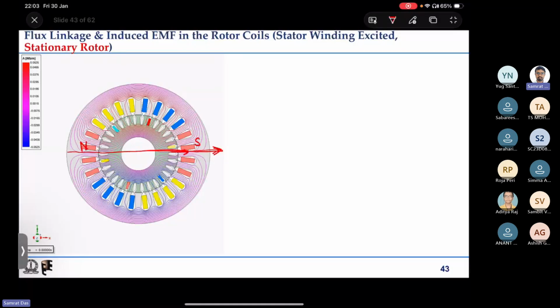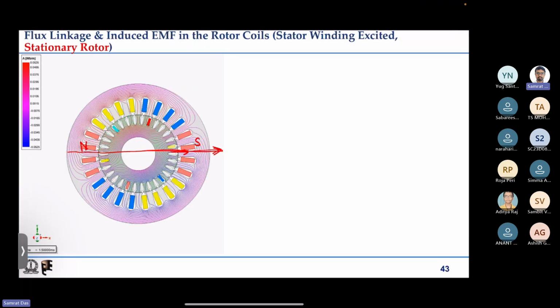Now if I run it, you can see that because we are giving 50 hertz of current excitation, a 50 hertz sinusoid of current excitation, the magnetic field is rotating at 3000 rpm. So it is rotating at 3000 rpm. Now the rotor remains stationary.